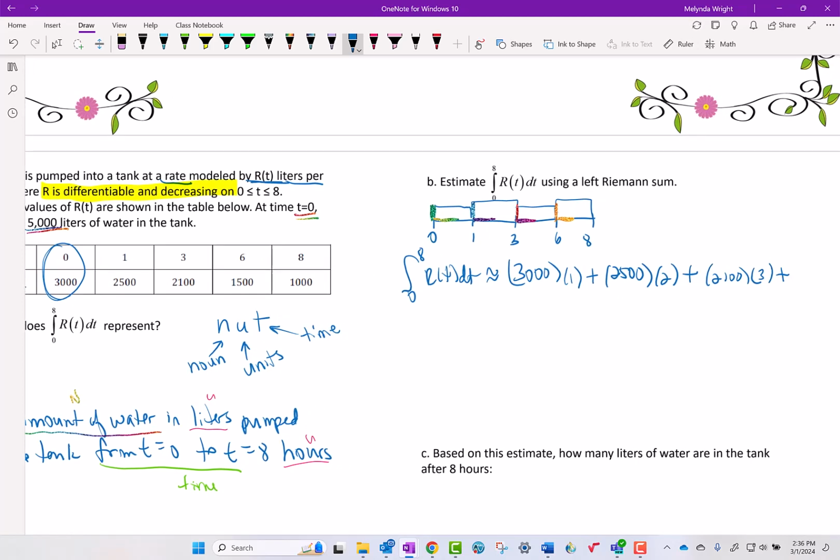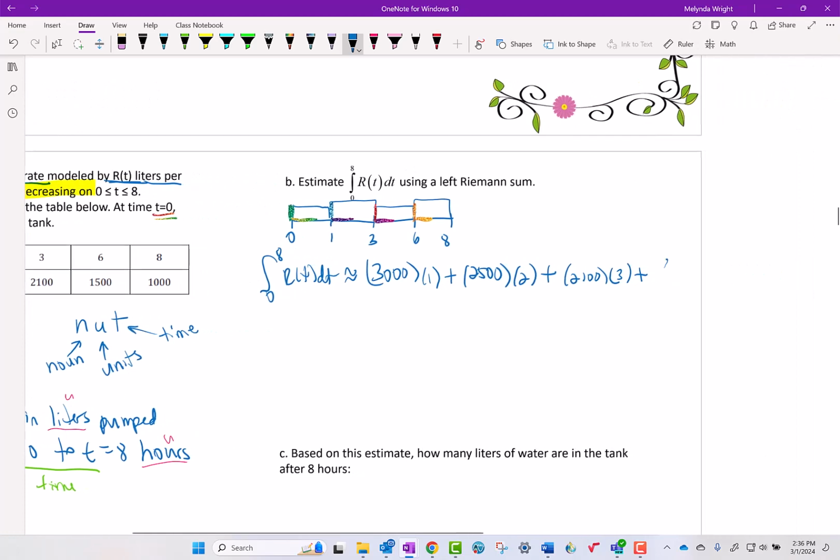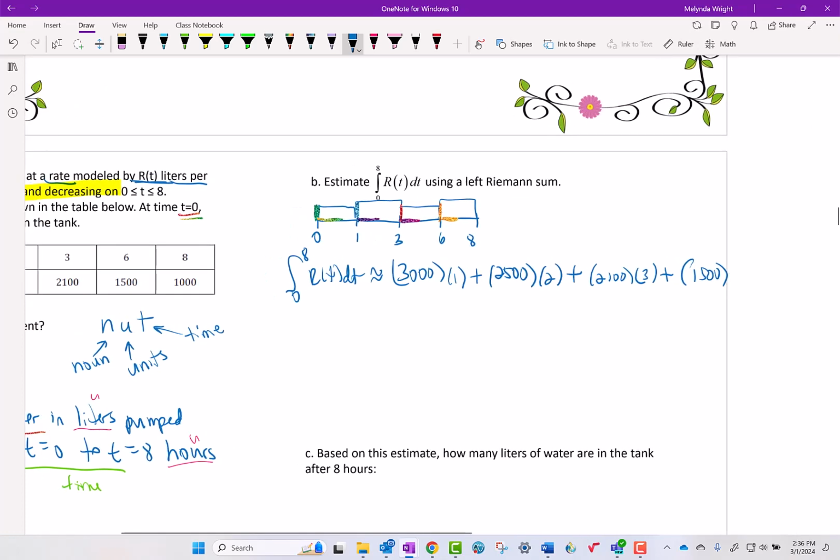Got one more rectangle. The height of this rectangle is represented by the height at 6, which would be 1,500. And the width of this last rectangle, between 6 and 8, is 2. Okay, so this part right here is called the products and the sums, and it has to be written like that. You could actually stop there and write the units and be done. It would be okay. I went ahead and put it in my calculator. This is a calculator problem. I made it do all the calculations.